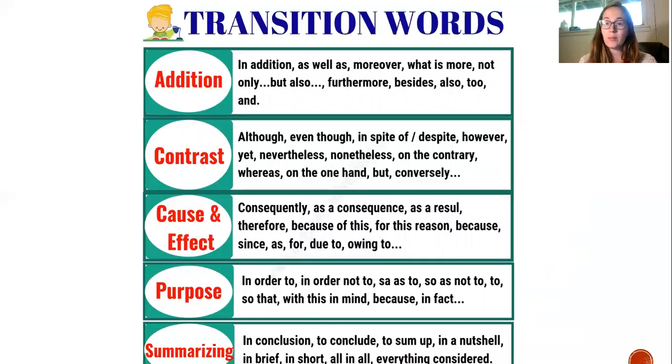If we're telling the purpose of something, we can say in order to, in order not to, so as to, or so as not to, with this in mind. When we're summarizing, we can say in conclusion, to sum up, in a nutshell, in brief, or in short. So those are just some helpful words to make your writing flow really nicely and help prime people's brains to process what's coming next.